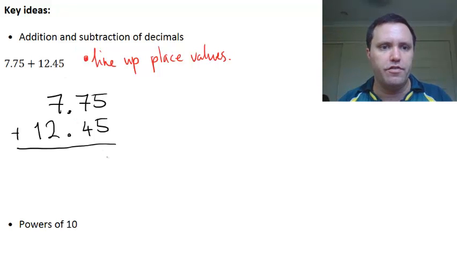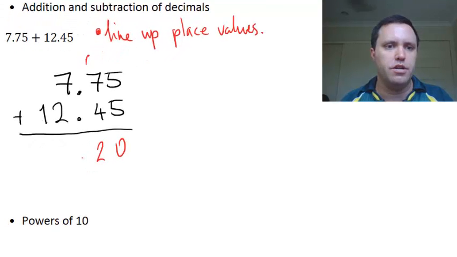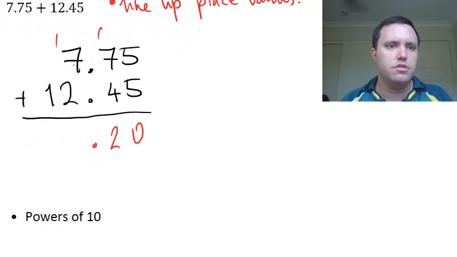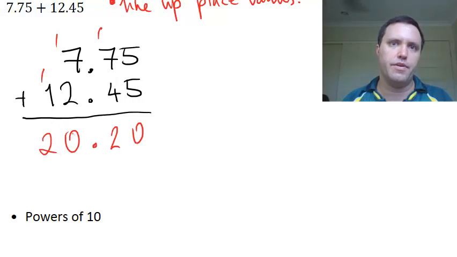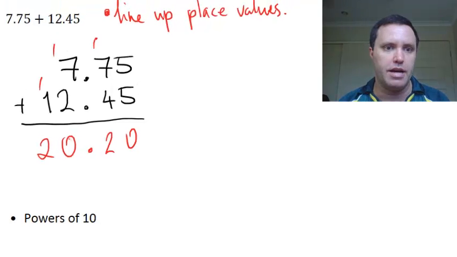Okay, so 5 and 5 is 10, 7 and 4 is 11, plus 1 is 12, 7 plus 1 is 8, plus 2 is 10, 20.20. Okay, so that's how we do our addition and subtraction of decimals. Just make sure everything's lined up, go through the algorithm as normal.